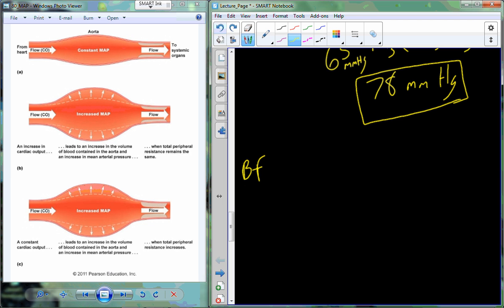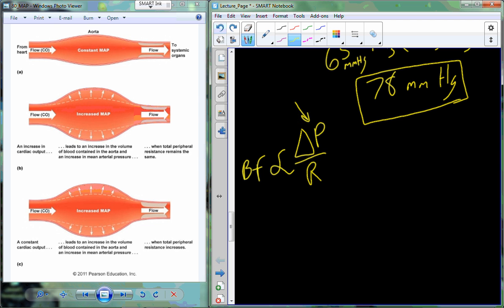Blood flow is proportional to our change in pressure over our resistance. That is the difference in mean arterial pressure between two different locations. So to do any sort of blood flow analysis, we would have to measure pressures invasively directly at those two locations, maybe the left ventricle and then maybe the brachial artery.